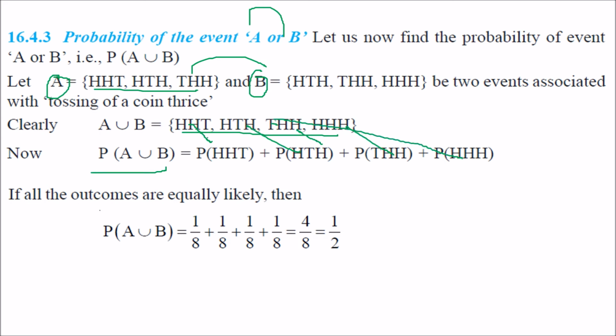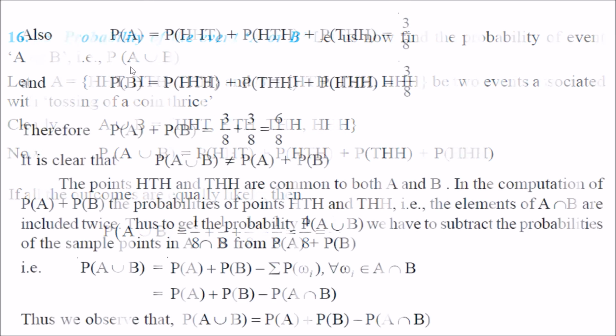If we make a sample space of this event, it is going to give you a total number of 8. And each of these is one element, so 1 by 8, 1 by 8, 1 by 8, 1 by 8. If you combine them, it will be 4 by 8, that is half. So the probability of A union B is now 1 by 2.